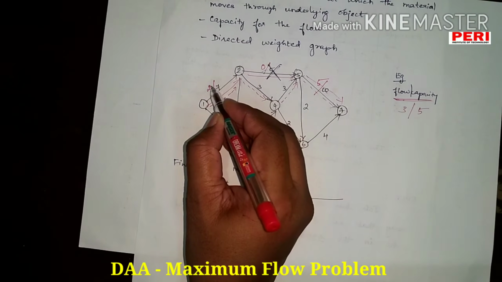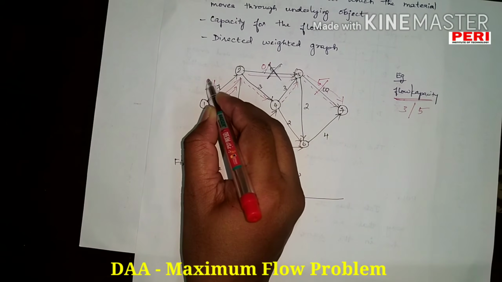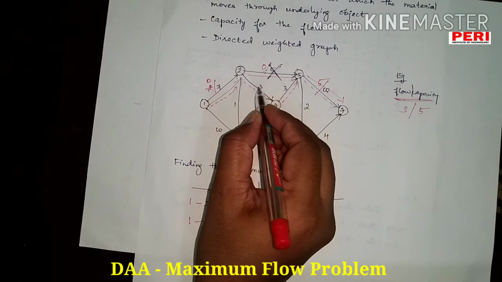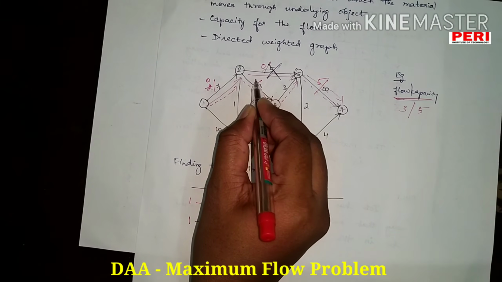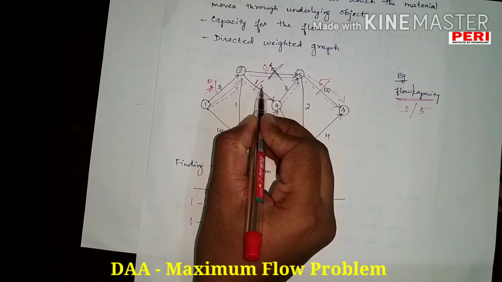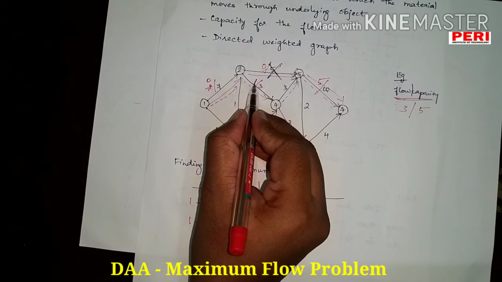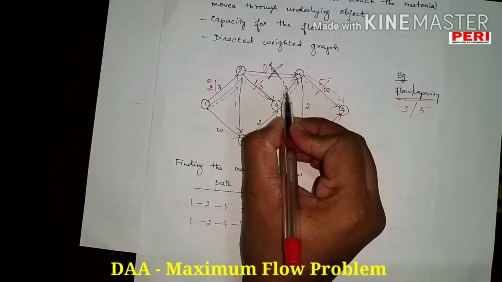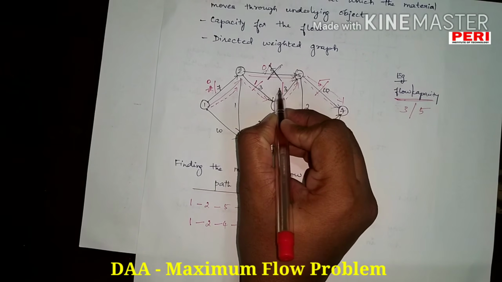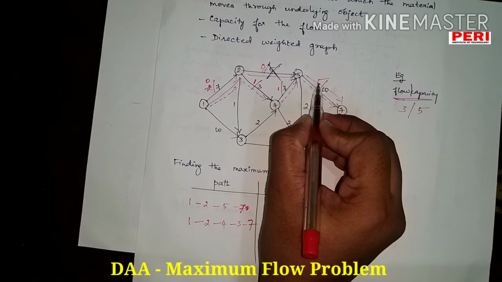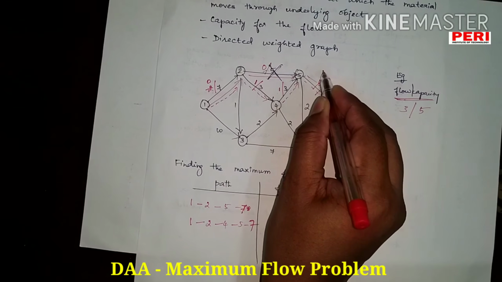So what happens now? This 2 becomes 0, because we have sent it. Now here I will write 1, because in 3 I have sent 2, and 1 is the remaining. Similarly in 3, 2 I have sent, the remaining will be 1. Similarly in 5, 2 I have sent, therefore the remaining is 3.